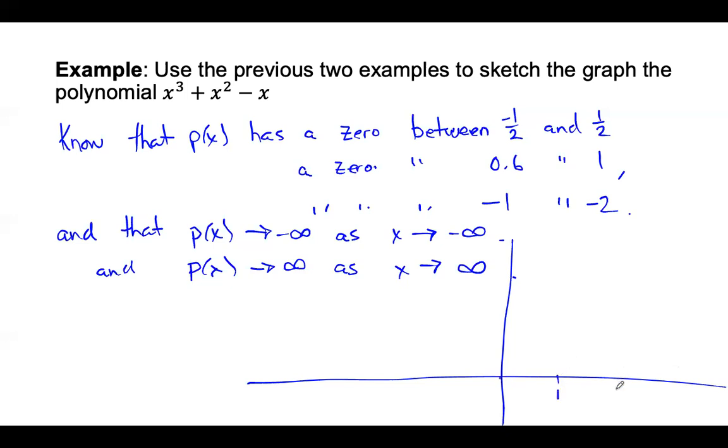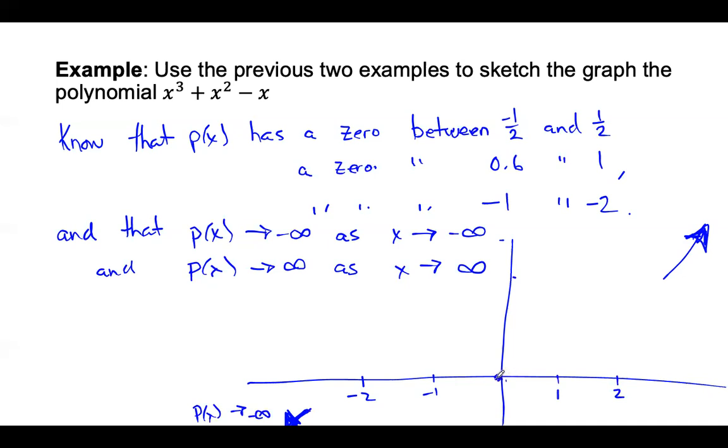Okay, so 1, 2. Don't have to be perfect. So as x goes to negative infinity, this goes down here, so it's in this direction. And as x goes to positive infinity, the function goes in this direction. Put some arrows on it, so this is our p of x going to negative infinity.